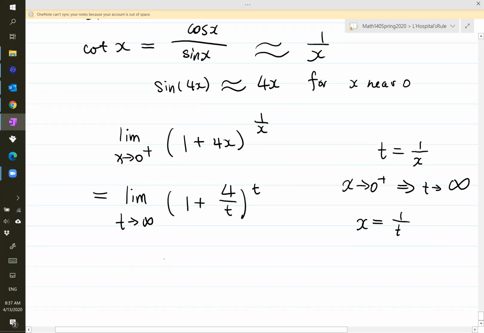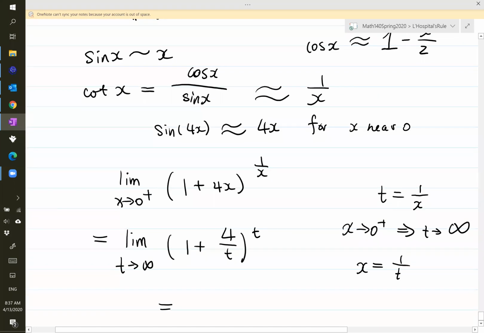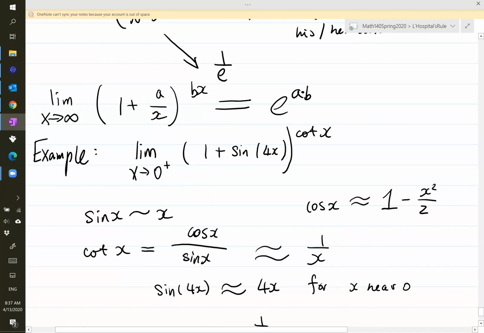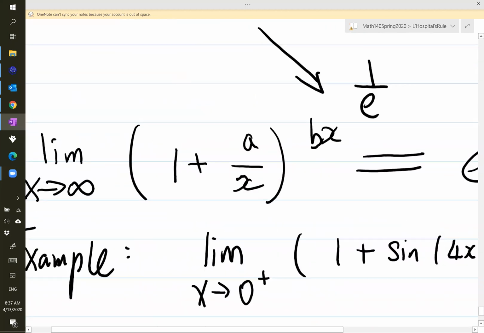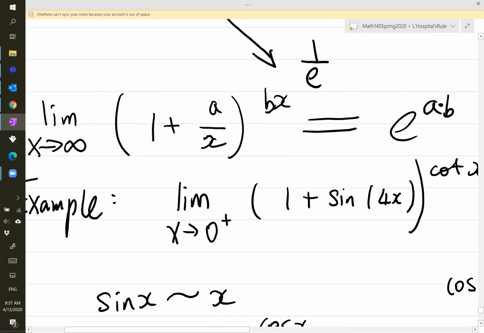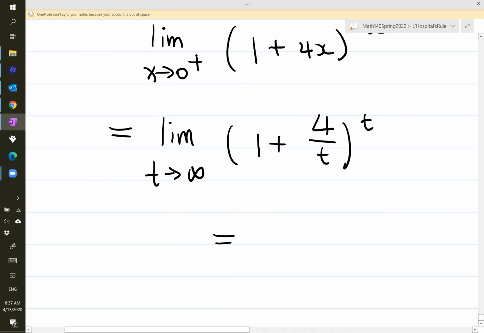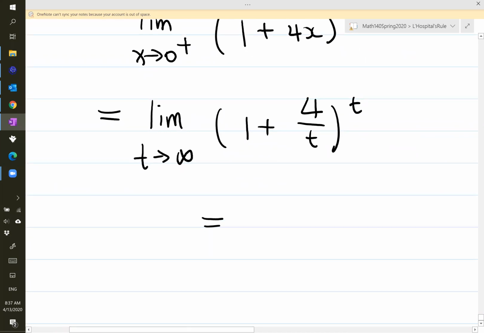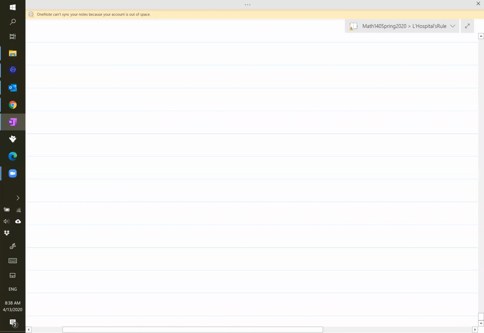So you see, according to what we wrote down above, for this expression, you find a is 4, b is 1. So this will be e to the power 4 times 1, so this is e to the power 4. This is what we did for this problem when we used equivalent infinitesimals.